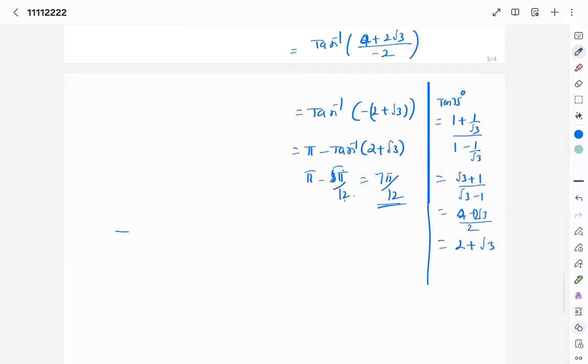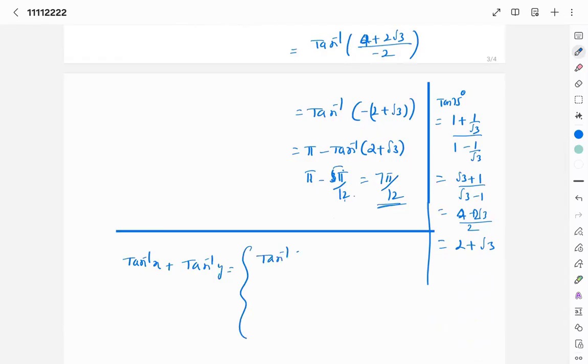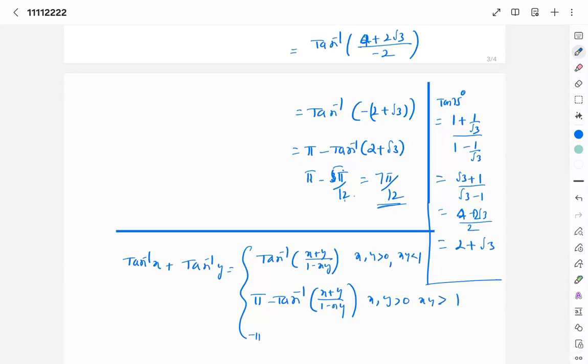So related to tan, you have certain conditions. Tan inverse x plus tan inverse y: once again, I am writing, it is tan inverse of x plus y by 1 minus xy when xy is positive and xy is less than 1; pi plus tan inverse of x plus y by 1 minus xy when xy is positive and xy is greater than 1; minus pi plus tan inverse of x plus y by 1 minus xy when xy is greater.